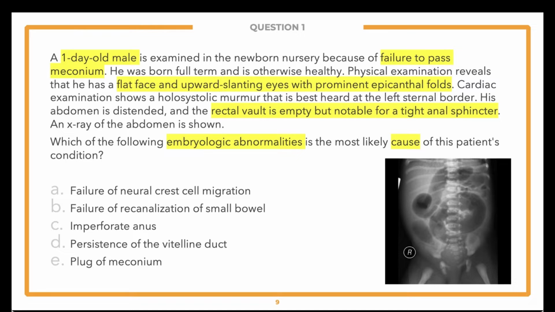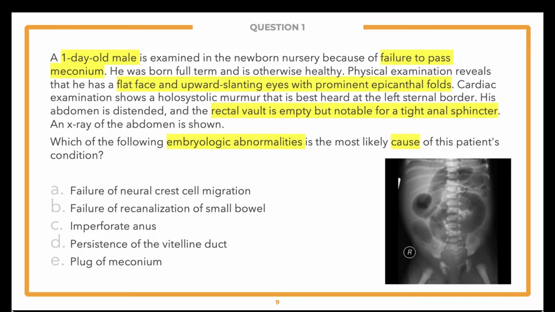So I'll start with option E, a plug of meconium. Option D, persistence of the vitelline duct. Option C, imperforate anus. Option B, failure of recanalization of the small bowel. And option A, failure of neural crest cell migration. Think about this, think about what the patient has, think about the associations, and think about the mechanism by which the patient has this condition.